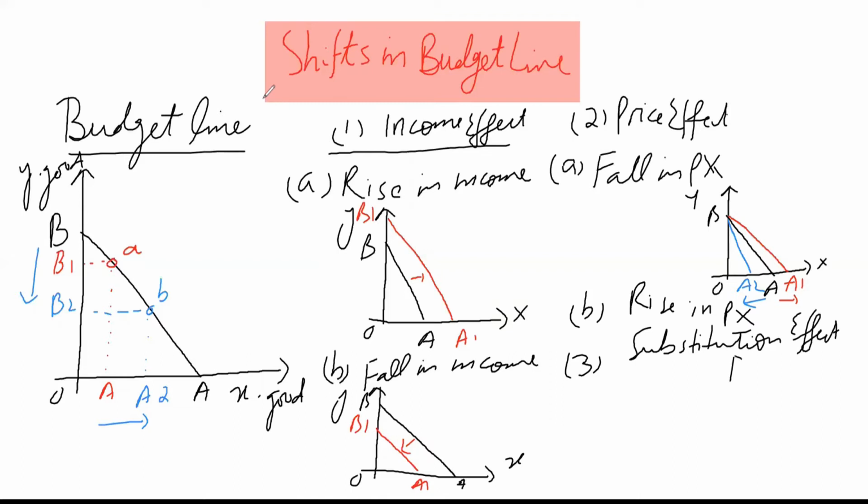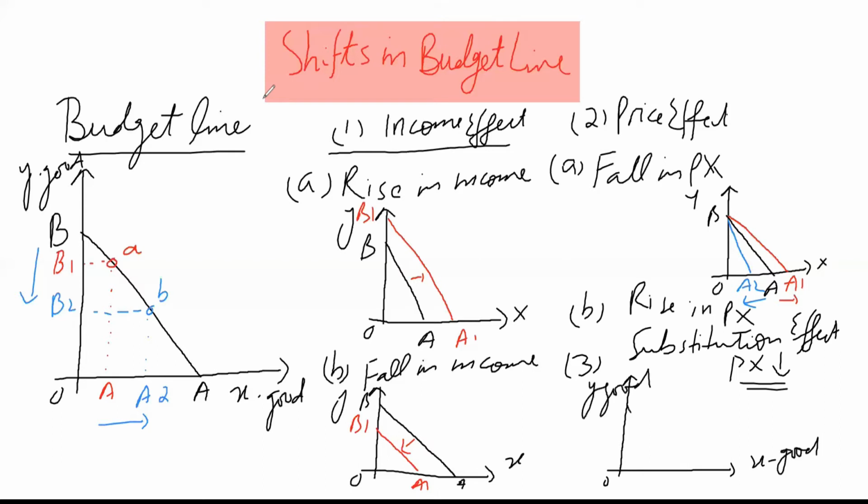In substitution effect, if we suppose that there is a fall in price of X, then the consumer considers that his purchasing power for X has increased relative to the purchasing power of Y good. So let's see how it will change the budget line.